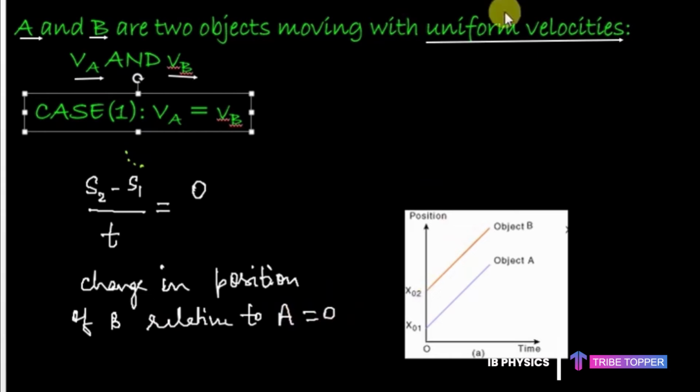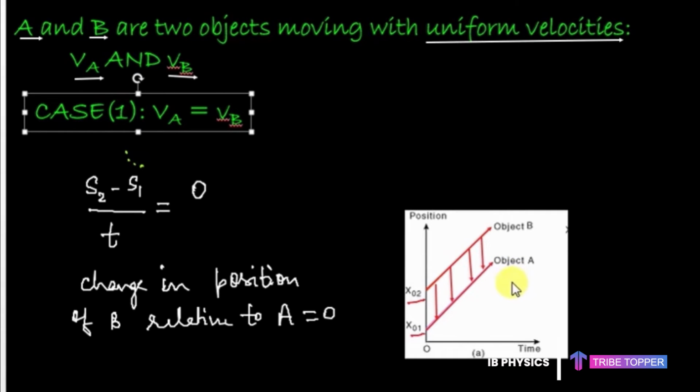I have the objects B and A. Object A started at a position x01, B started at a position x02. Now they both started moving such that A is moving with one velocity and object B is moving with the same velocity, and whatever was the initial gap between them remains the same throughout their motion, and that is quite visible because the two lines are parallel.